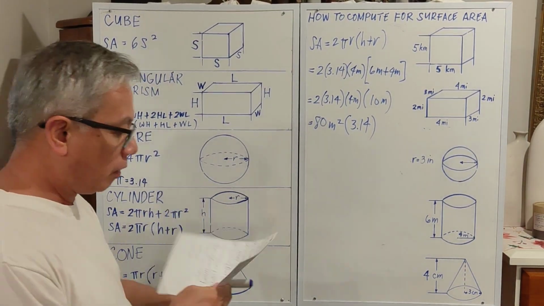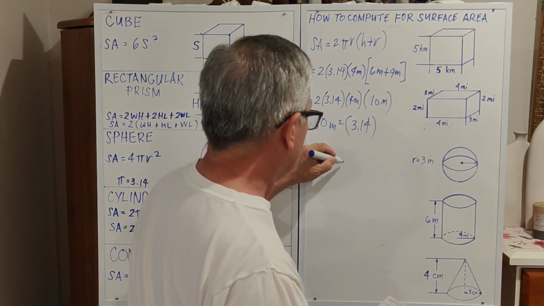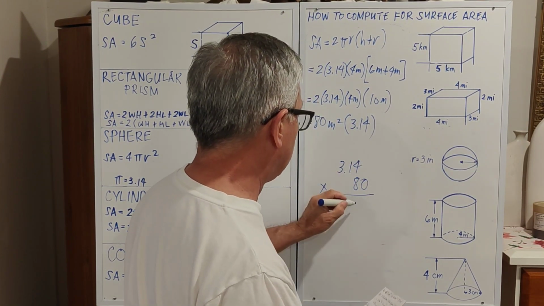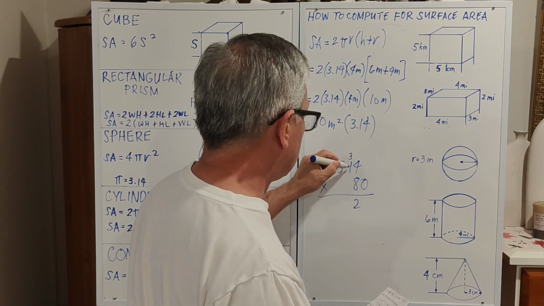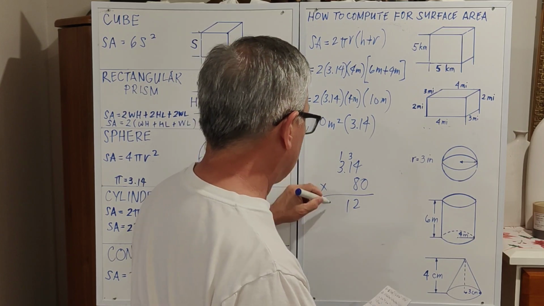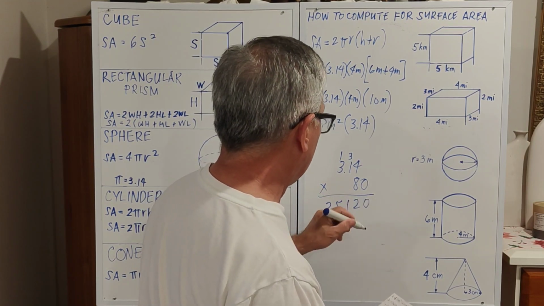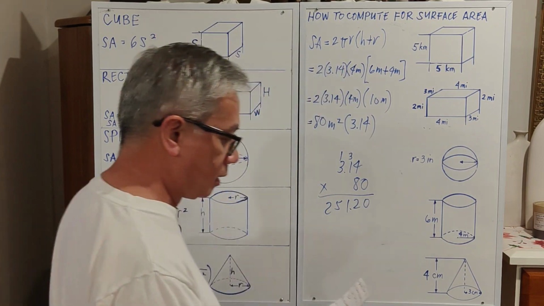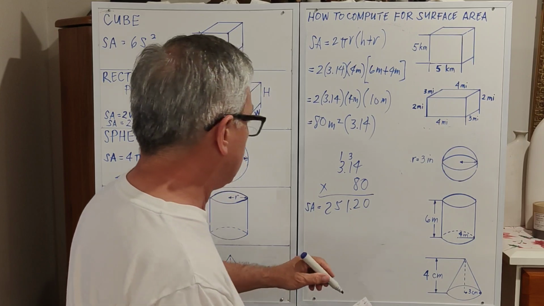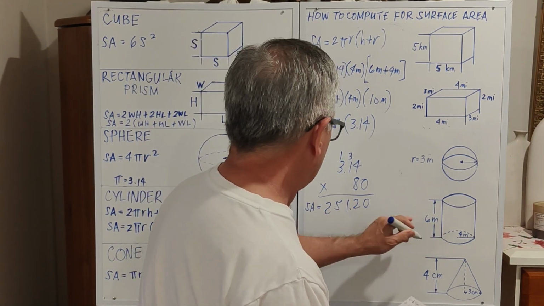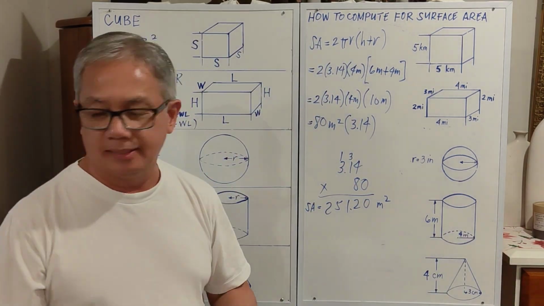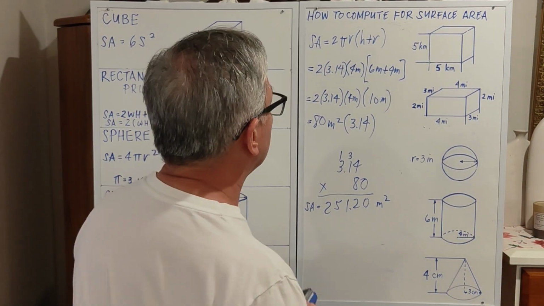We multiply 3.14 times 80. 8 times 4 is 32. 8 times 1 is 8. 9, 10, 11. 8 times 3 is 24, plus 1 is 25. Add 0, 2 decimal points. So the surface area of the cylinder is 251.2 meters squared. Now the last example is a cone.